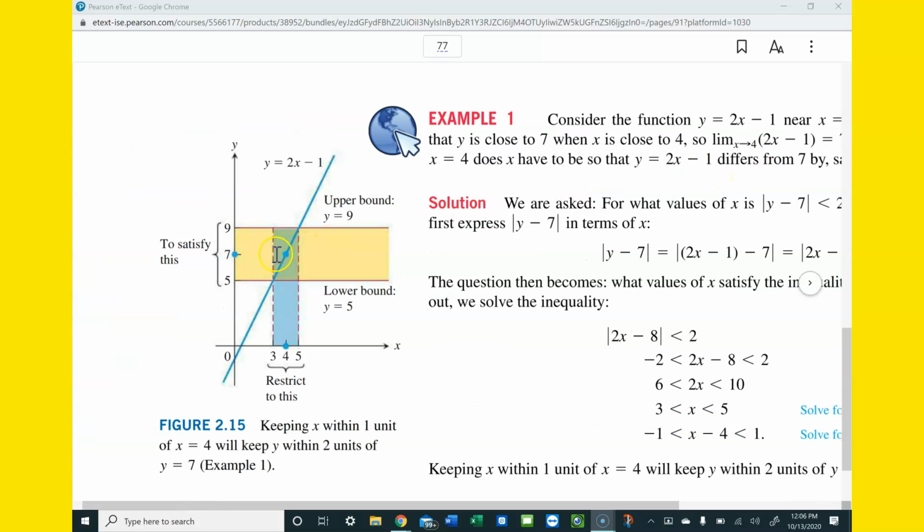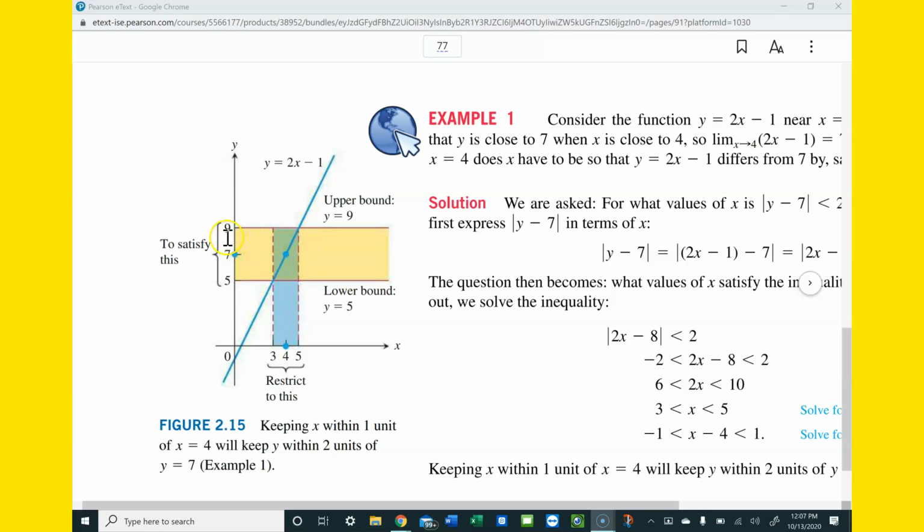Let me say that a little more clearly. How close to 4 does x need to be so that we satisfy this condition? We just made this condition up. The condition is that y has to be within 2 units of 7. So if the y value has to be within 2 units of 7, how close does x need to be to 4 to meet that condition of y being at most 2 units away from 7?